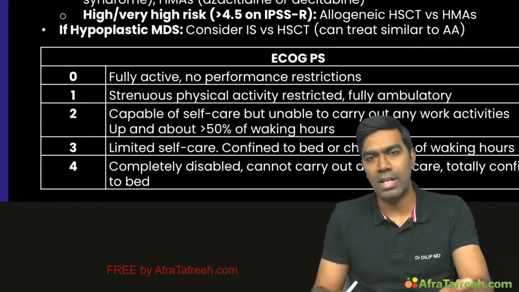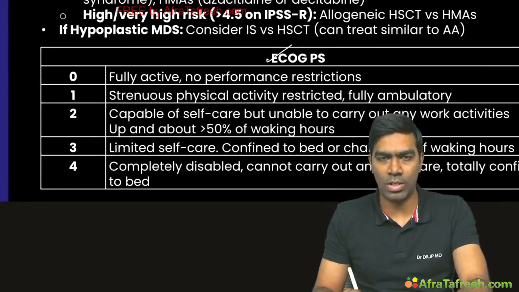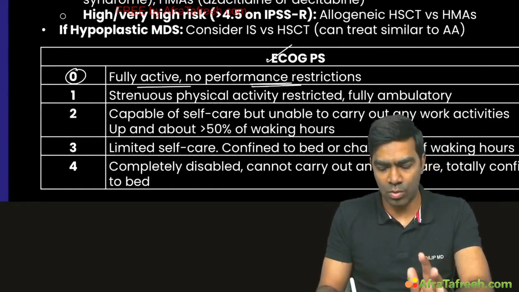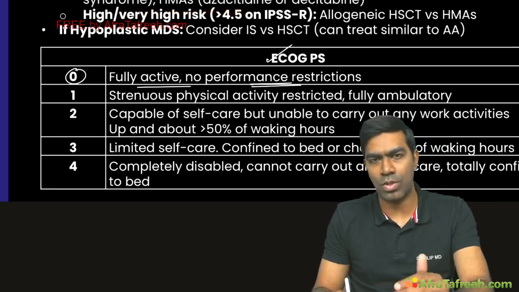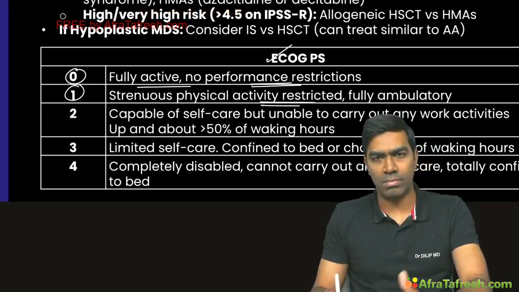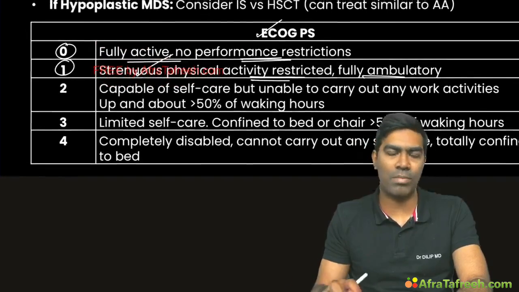What is that ECOG performance status? We'll also be discussing this in the oncology section. Don't worry about that. If the score is 0, it indicates that the patient is fully active without any performance restrictions whatsoever, no loss of any sort of activity. If the score is 1, the patient will have some restrictions, especially with strenuous physical activity, but is otherwise completely ambulatory.